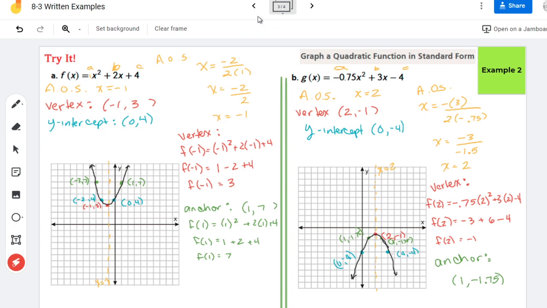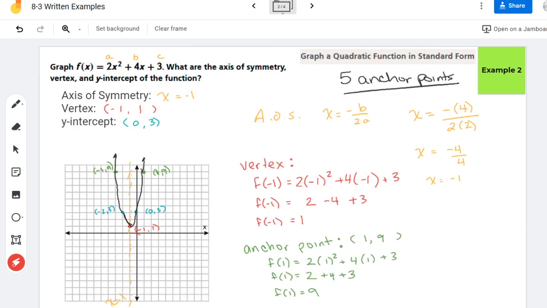Alright? So there we have it, guys. That is a few examples on graphing a quadratic function in standard form. Until next time.